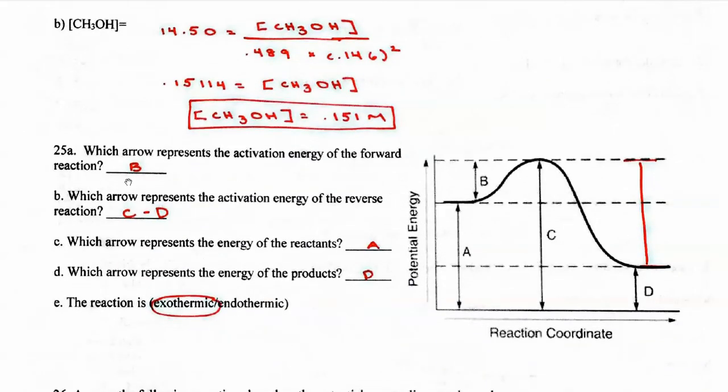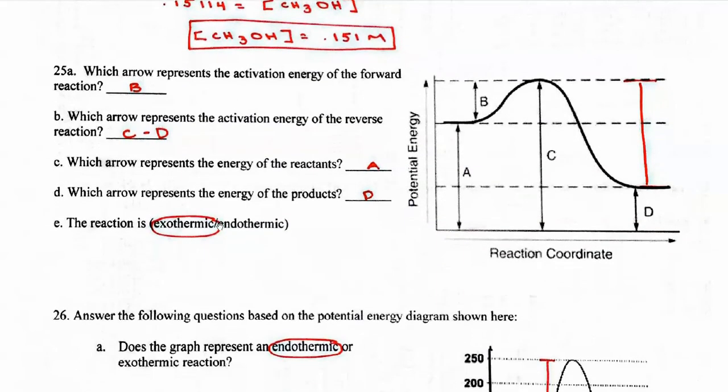Okay. Which arrow represents the activation energy of the forward? Remember, your activation energy is just the hill you have to get over. So that would be B. Which arrow represents the activation energy of the reverse? Well, this would be the reverse. I'm here, and I finish up here. So there really isn't an arrow that represents this. Instead, what I could do is C minus D. By subtracting, I'm just getting rid of this area. That gives me this reverse activation energy. So C minus D.